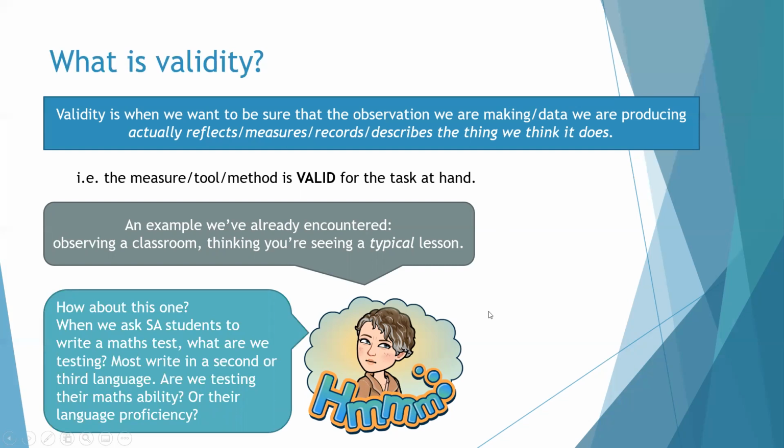Another example. In South Africa, the vast majority of students are going to school, learning and being assessed in a language that is not the language they speak at home. In fact, for many students, it is their third, fourth, or fifth language. And language is a serious impediment to the quality of education that we are able to offer in our public schools. So when we ask students in South Africa to write a maths test, what are we really testing? Are we testing their maths ability? Or are we testing their language proficiency? And how could you tell the difference given that language mediates all communication?